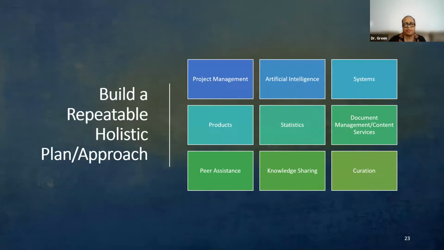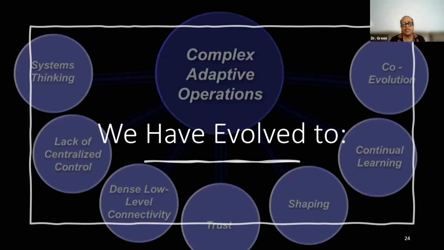And then this is the last one. We have evolved to complex adaptive operations. I've shown you a lot of things that have come about and a lot that needs to be integrated. That's why we're in microservices now. That's why everything is a service, and we need to put these services together so that they actually function properly for us. So I put a few things around adaptive complex operations. You know, we have to go back to systems thinking. We have a lack of centralized control.